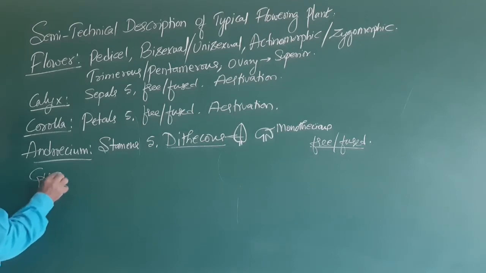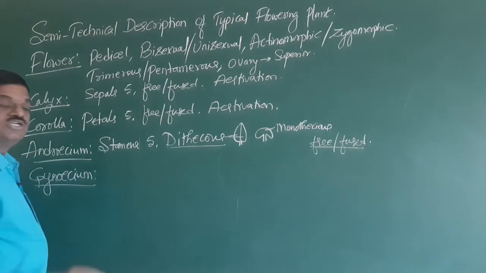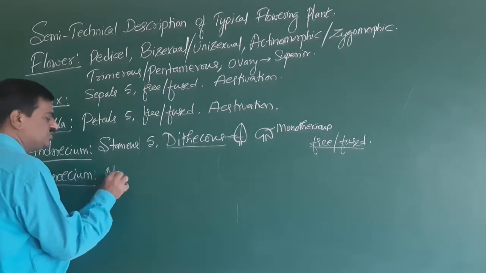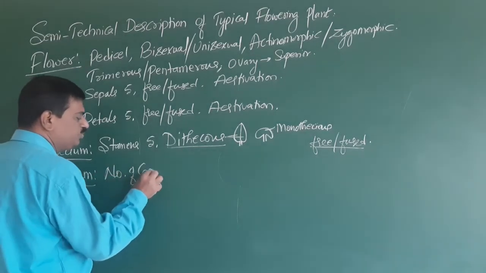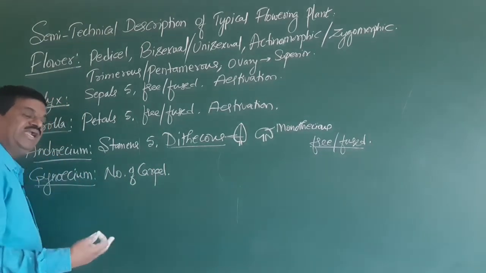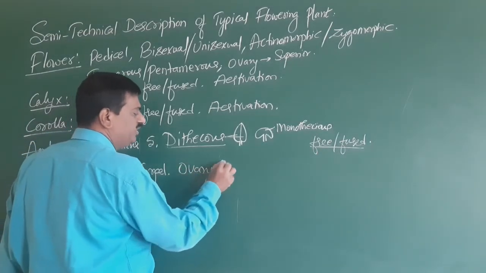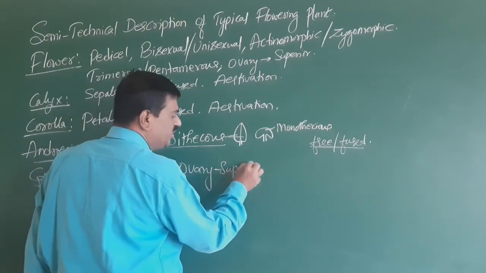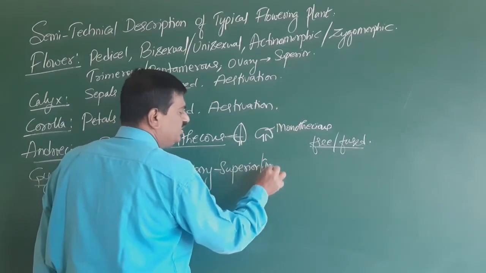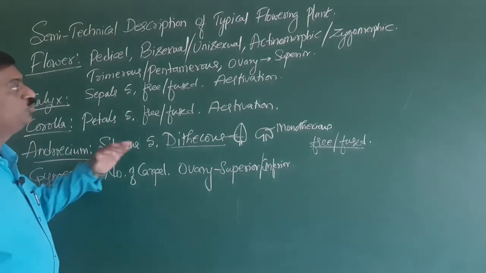Next we go for gynoecium. The word gynoecium is nothing but female. So here, how many carpels? The number of carpels should be written. Either it is called monocarpellary, bicarpellary, pentacarpellary, all that should be written. And ovary. Again, we are going to repeat here. Ovary is either superior or inferior or semi-inferior ovary, which should be written here.